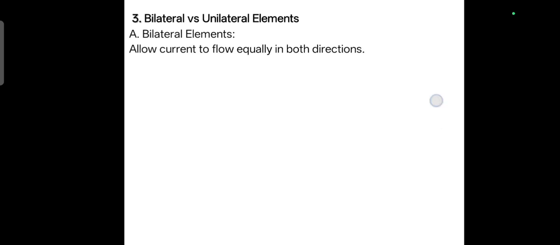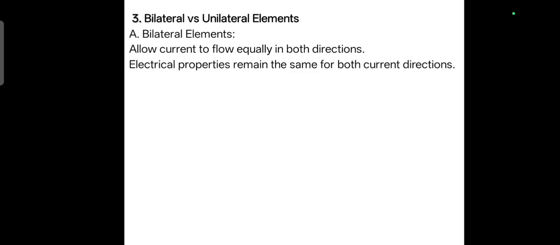Bilateral elements allow current to flow equally in both directions. So a bilateral element is an electrical component which allows current to flow equally in both directions, so its electrical properties remain the same for either current direction.